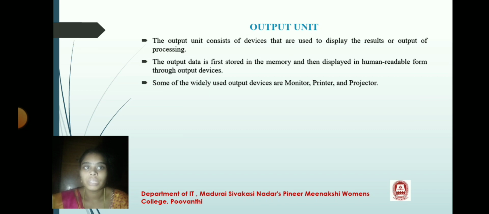And output unit consists of output devices to display the result or processing the output. The output is first stored in the memory and then displayed in the human readable form through the output devices. Some of the widely used output devices are monitor, printer and projector.